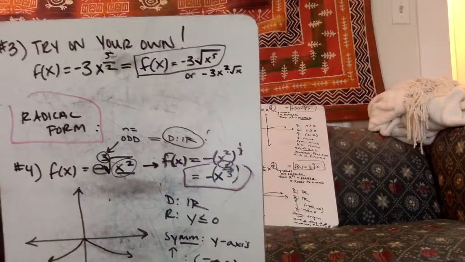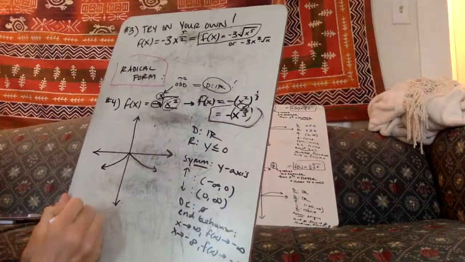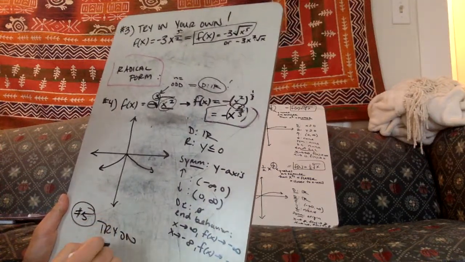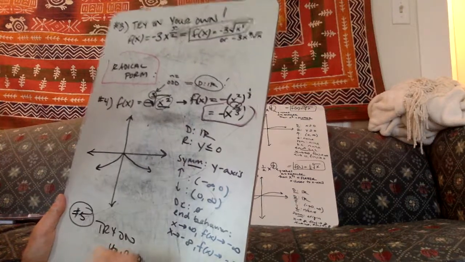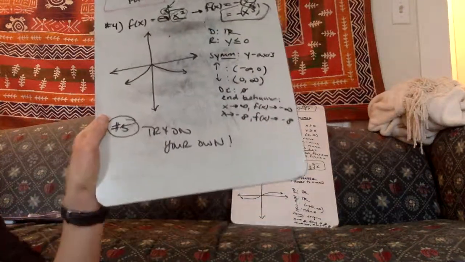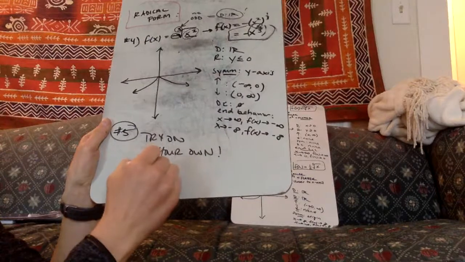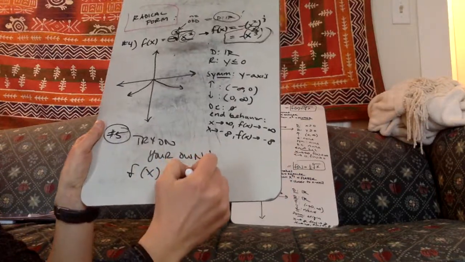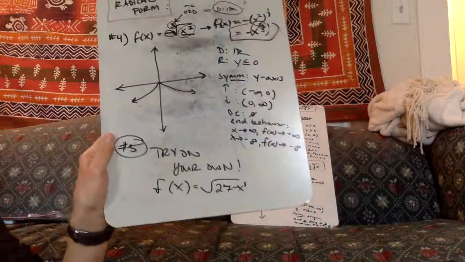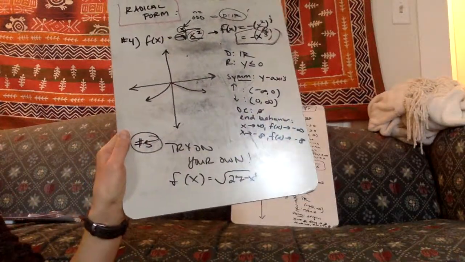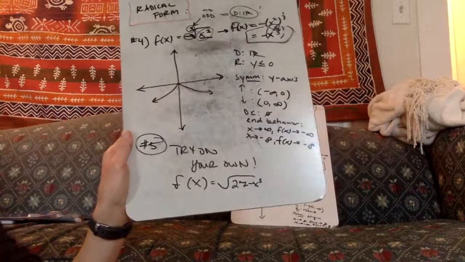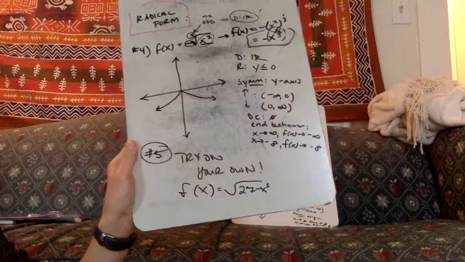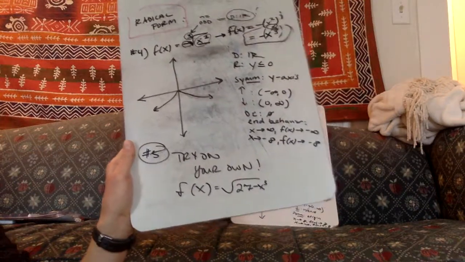So again, I want you to try number 3 and number 5. Number 5 is definitely a challenge. So number 5, try on your own. Something that looks like this: f of x equals the square root of 27 minus x cubed. So use Desmos, use your graphing calculator. I want to see some sketches. I want to see some descriptions. And please submit through Canvas so I can check those out while I'm on the road.